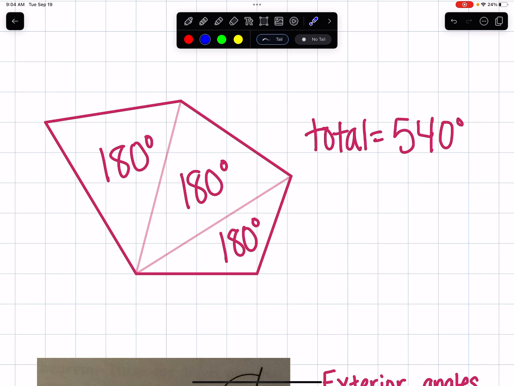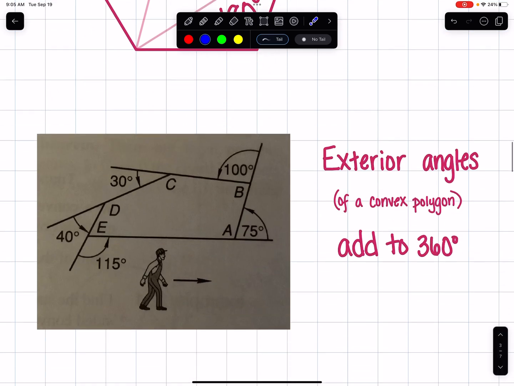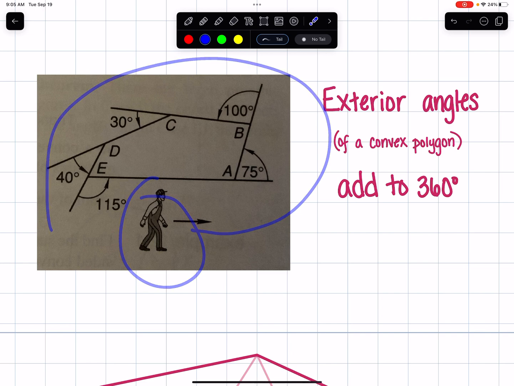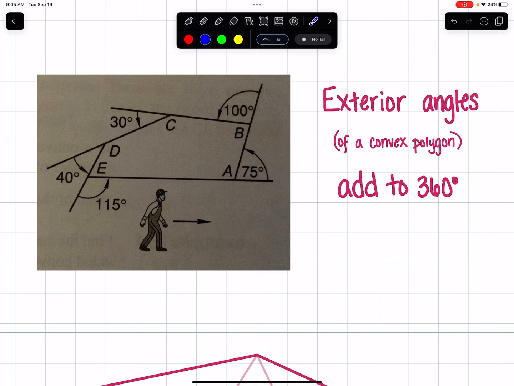In a minute, we'll figure out how many triangles you can make out of something, and sort of a formula to do that. Okay, let's look at this little dude walking around this shape. So the shape that they want you to look at is this shape. Ignore all those other lines for now. That's the shape of the polygon.